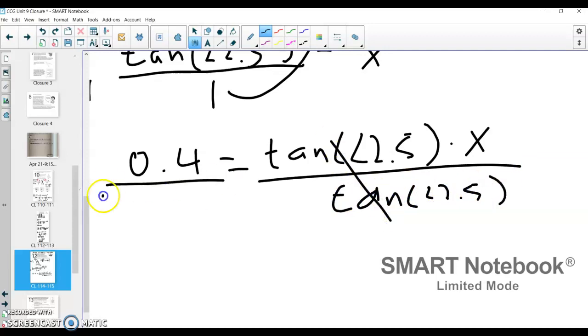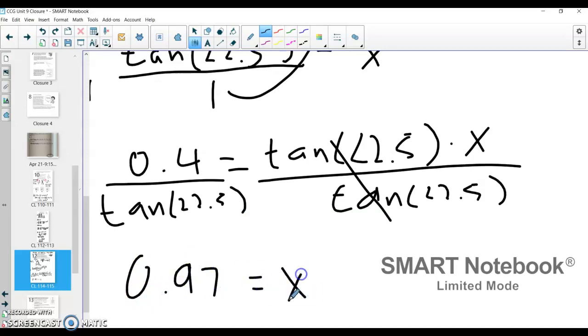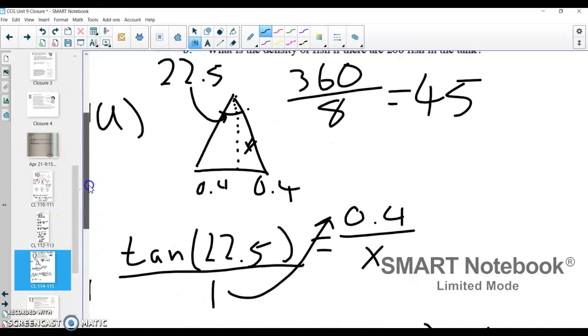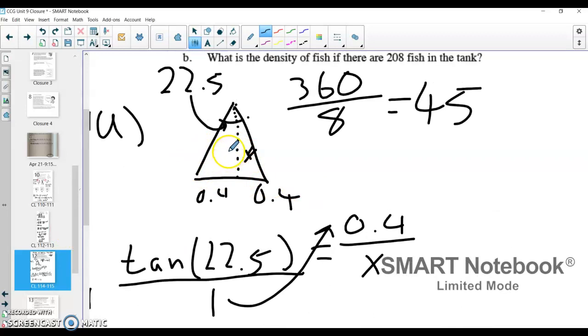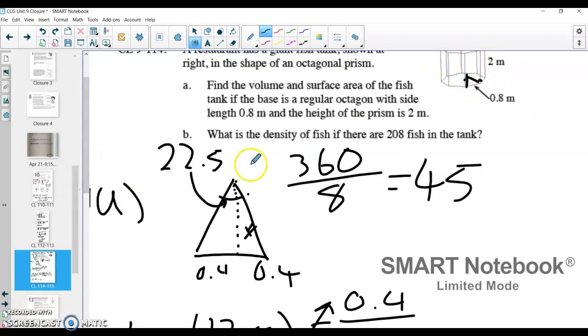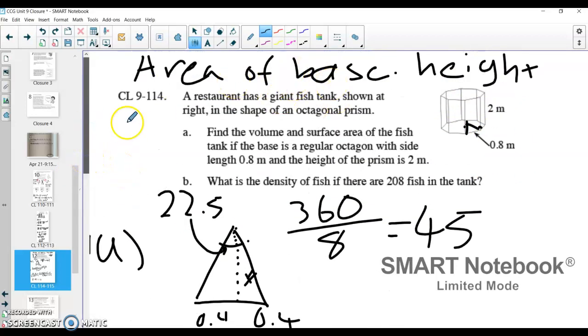So that those go away. I divide over here by the tangent of 22.5. And I can plug this into a calculator now to tell you the height. 0.4 divided by the tangent of 22.5 gives me 0.97 as a height. Okay, and now I can find the area of this triangle, and then I can multiply that area by 8 to give me the area of the octagon, and then I will have my area of my base, which will be nice.